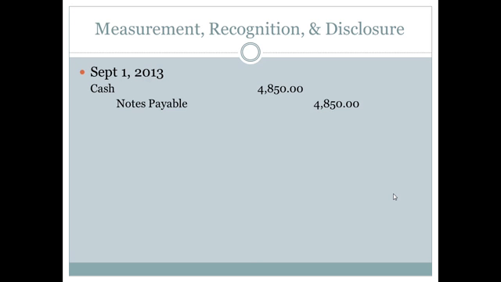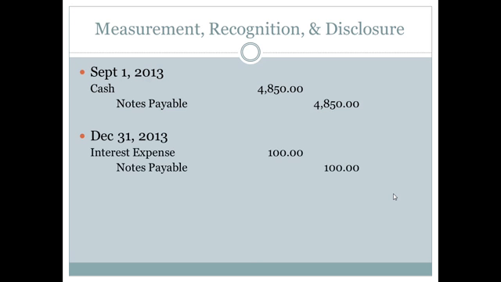December 31st, we need to deal with the interest. Remember that the interest calculation was $150 in total, with $100 of that applying to 2013. Well, that simply gets added to the notes payable. Remember, there is no interest payable here. We're not separately paying interest and the note payable or the principal amount. That becomes a combined item on discounted notes payable.